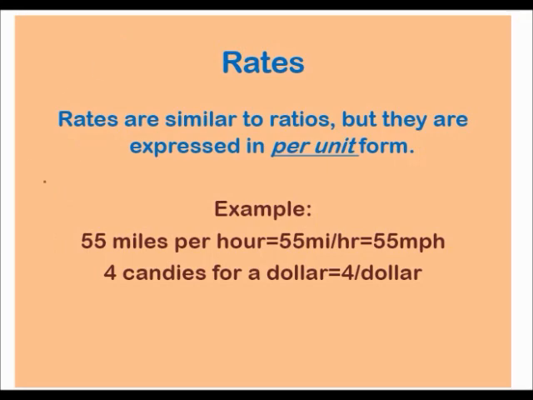You could say 55 miles per 1 hour. You can write it like that, and you will write it like this whenever we do proportions. But whenever we're writing unit rate, we just write miles per hour, or mph. We abbreviate it. Or 4 candies for $1, instead of writing 4 candies for one.